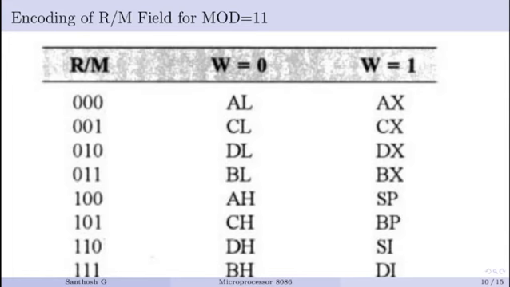The next is encoding of RM field for mode field equal to 1, 1. When mode field is 1, 1, the RM field specifies a register. That is, the second operand in the move instruction will also be a register. For mode equal to 1, 1, the encoding of the RM field is similar to the encoding of the reg field. That is, if RM is 0, 0, 0, and for W equal to 0, it specifies the AL register, and for W equal to 1, it specifies the AX register, and so on.